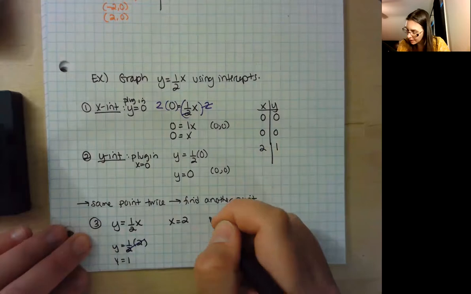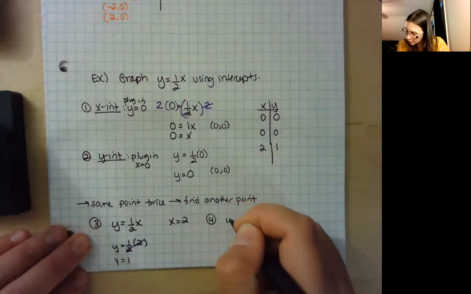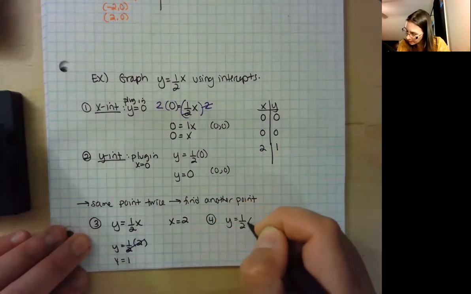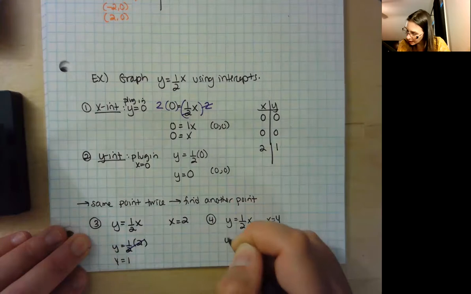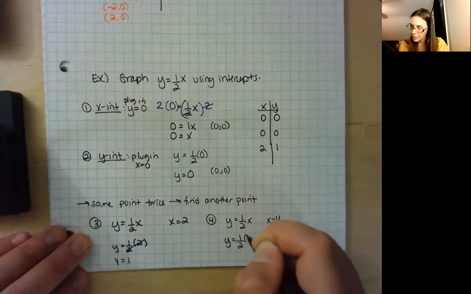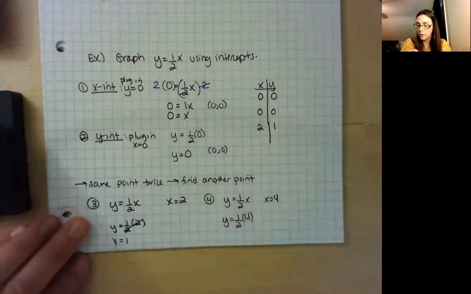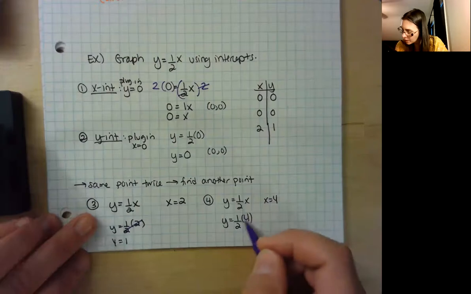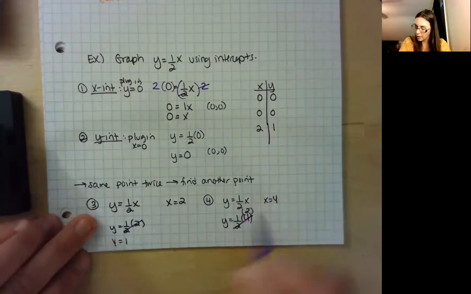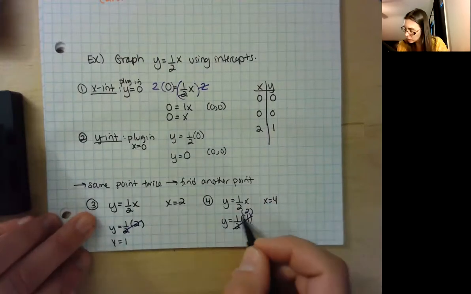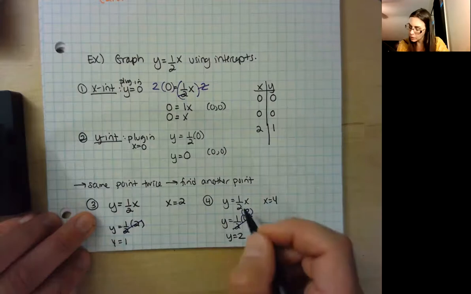And if I want to pick a couple extra points here, I'm going to use x equals 4 this time. And again, I'm choosing a value that I want to cancel with my denominator. So here, 4 divided by 2, be careful, is 2. So you're getting 1 times 2, which is 2. Or half of 4 is 2.